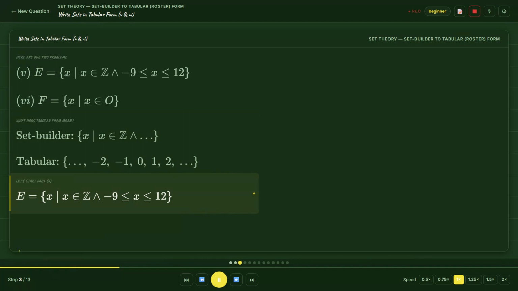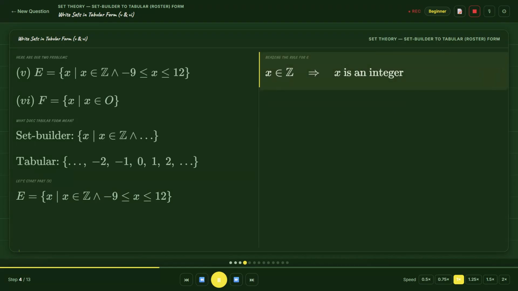Let's look at part 5. This set is called E. Let's read the rule inside carefully to understand what numbers belong to this set. The first part says X belongs to Z. The letter Z stands for integers. Integers are all the whole numbers like -3, -2, -1, 0, 1, 2, 3 and so on. No fractions, no decimals.